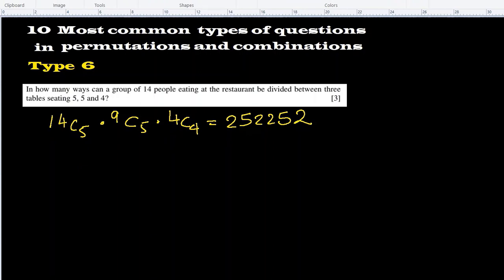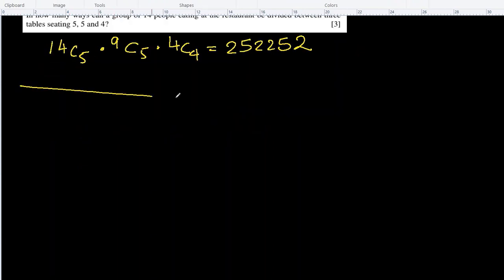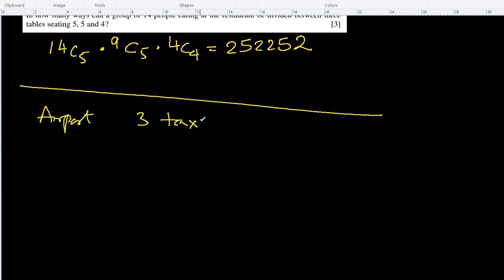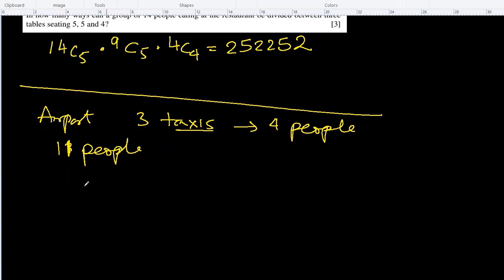Similar question. Let's have one more similar question where some people want to go to airport. We have 3 taxis. Each taxi can occupy 4 people. And we have total of 11 people. So, in how many ways we can arrange them in 3 taxis?